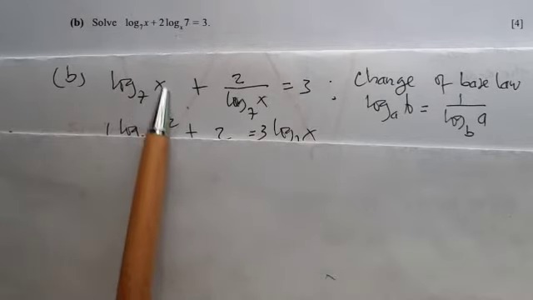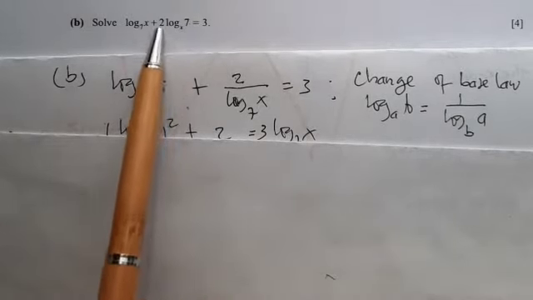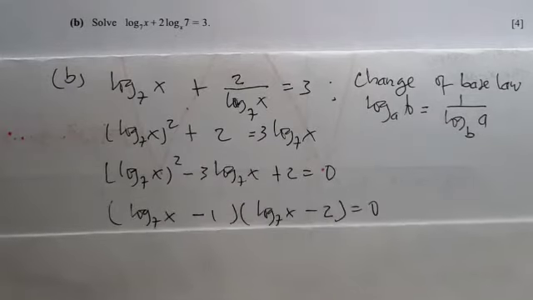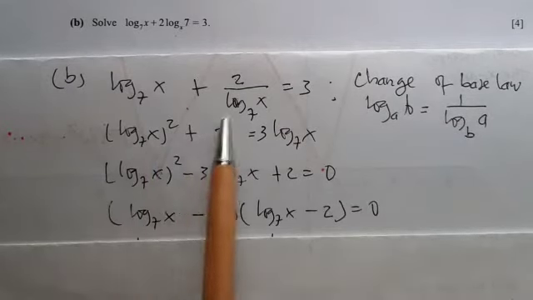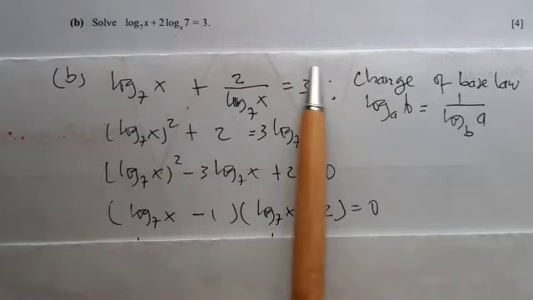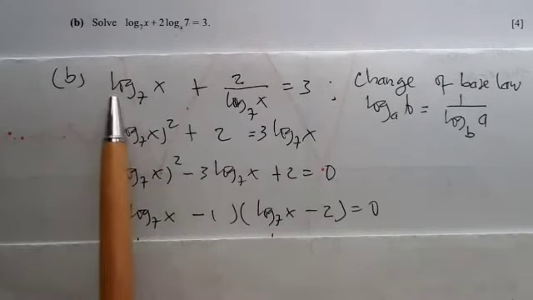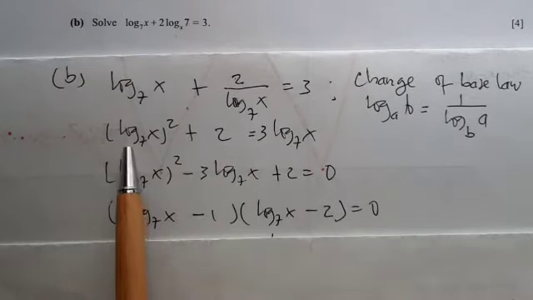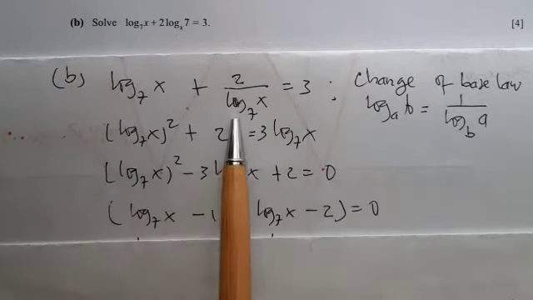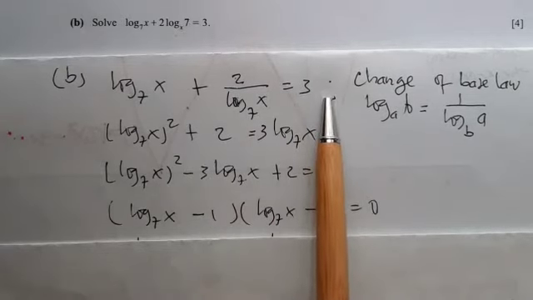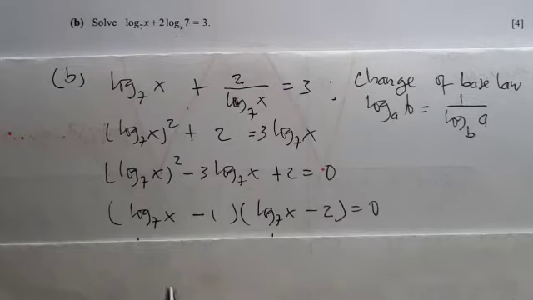Now, log base 7 of x, we change this, becomes 2 over log base 7 of x equals 3. Now, all the terms are multiplied by log base 7 of x. Thus, (log base 7 of x) squared plus 2 equals 3 times log base 7 of x.